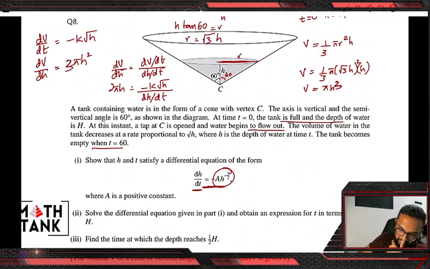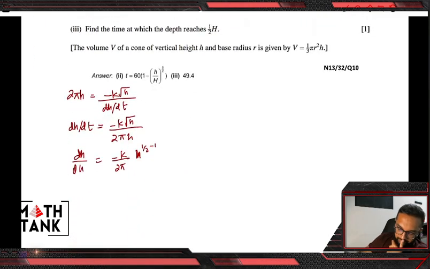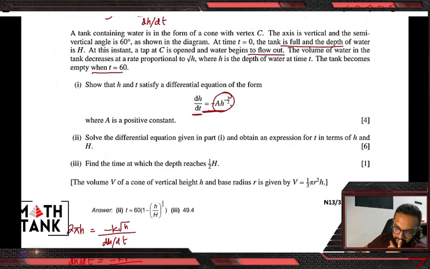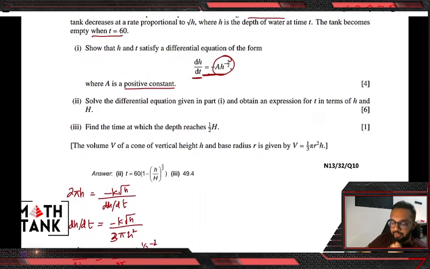It's a lot of errors. 3 pi h squared. So minus k over 3 pi h power minus 3 over 2. That is my final answer. A is a positive constant again, so I'm going to let A remain as it is. We'll see what happens to it later on.